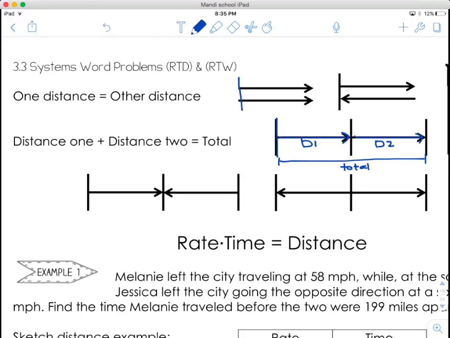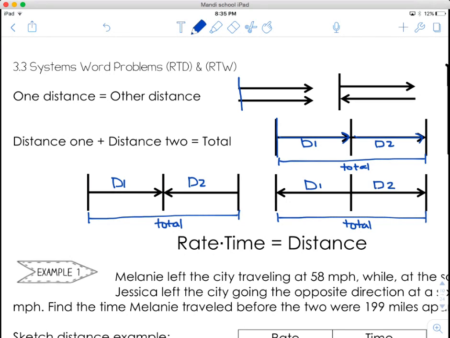So in this next one, these are two separate people heading towards each other. This is still a total. This is the distance of the first person, and this is the distance of the second person. And together, that equals the total distance. In this last example, these are two different people heading in opposite directions. This is distance 1, this is distance 2, and at some point in time, we're going to stop the time and say, how far apart are these people? So they've traveled the same amount of time. We just need to know how far apart they are.